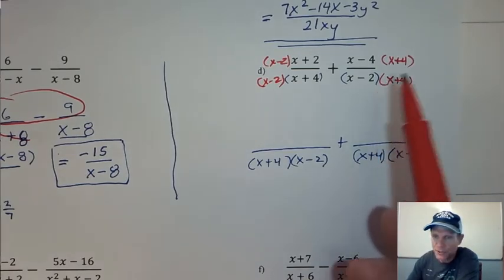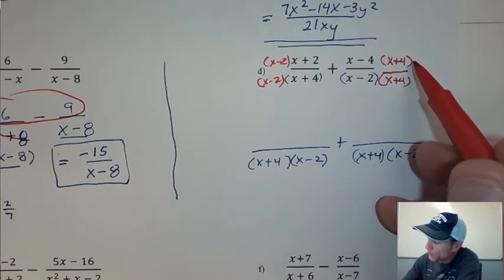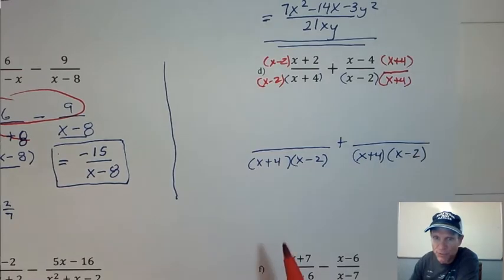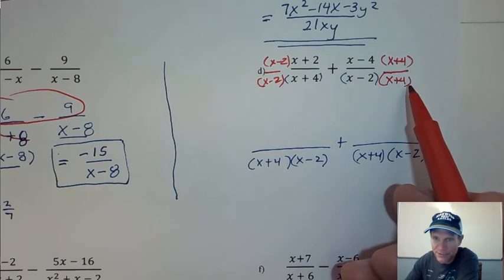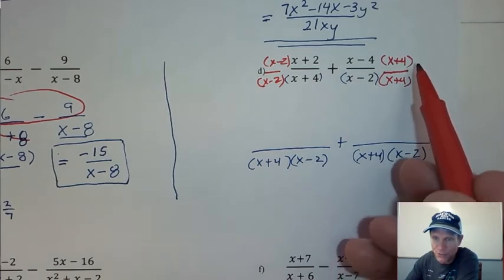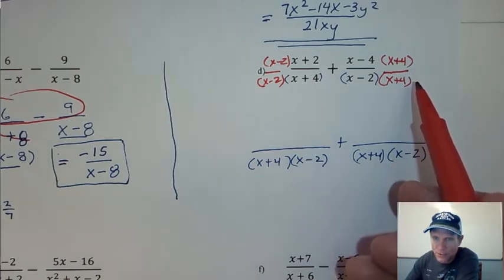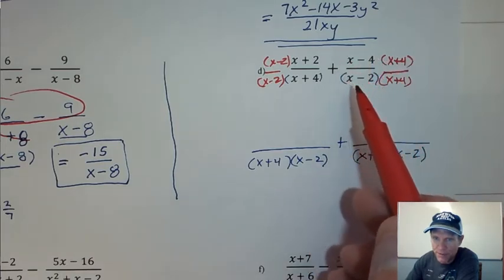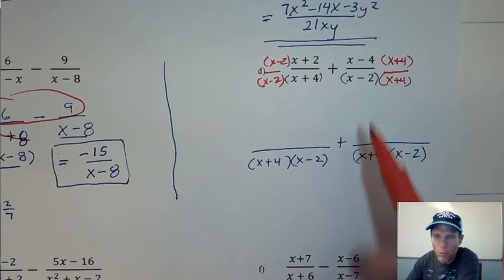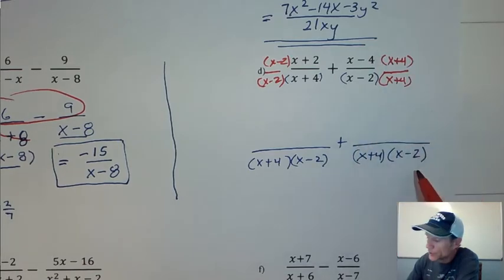Now, if you look at this and think about it, when you have x plus 4 over x plus 4 and x minus 2 over x minus 2, that's a disguised version of 1. The value of that is 1. So I'm really multiplying this fraction by a various form of 1, okay? Just to get it so I can combine these like terms with the common denominator, okay?